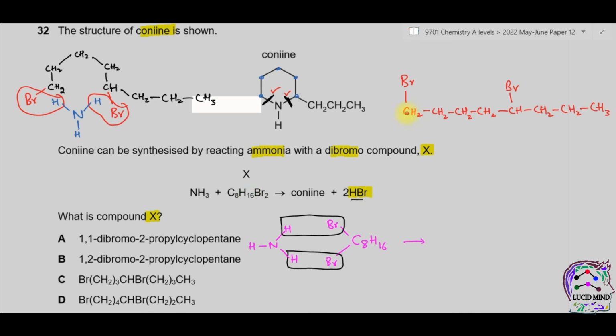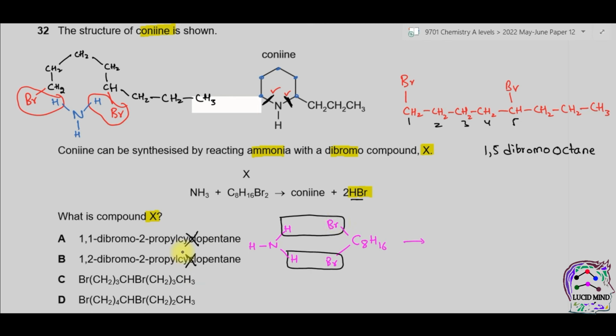Now let's name this compound. We have 1,5 dibromo octane. So it is 1,5 dibromo octane. There is no cycle in this one, so therefore it cannot be cyclo.